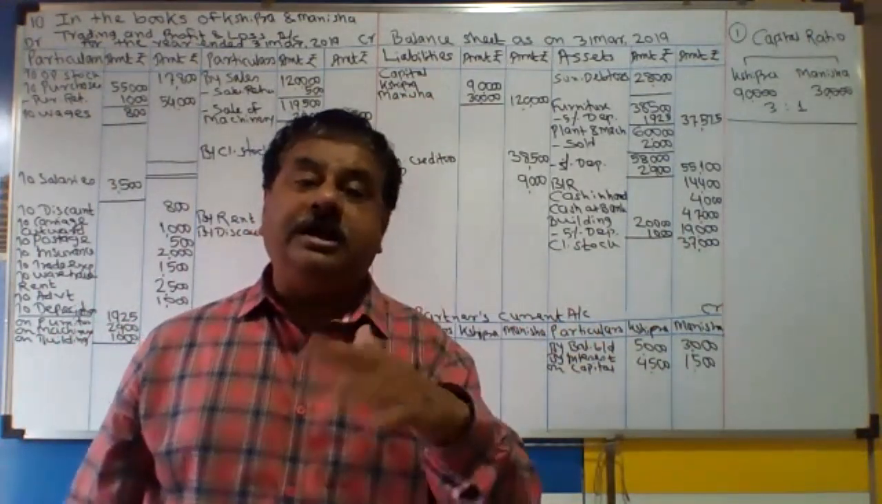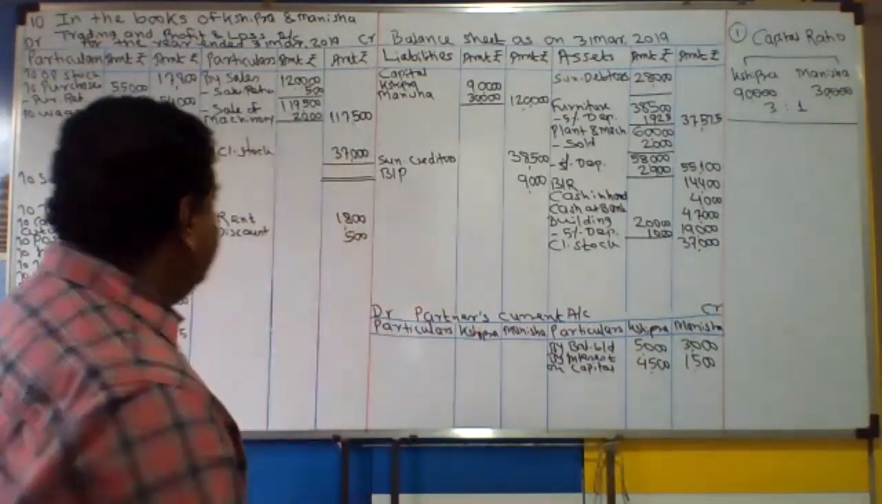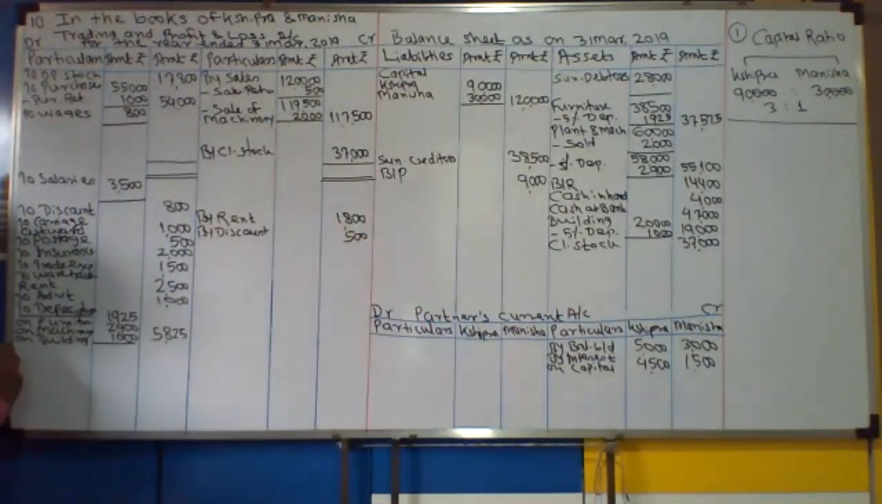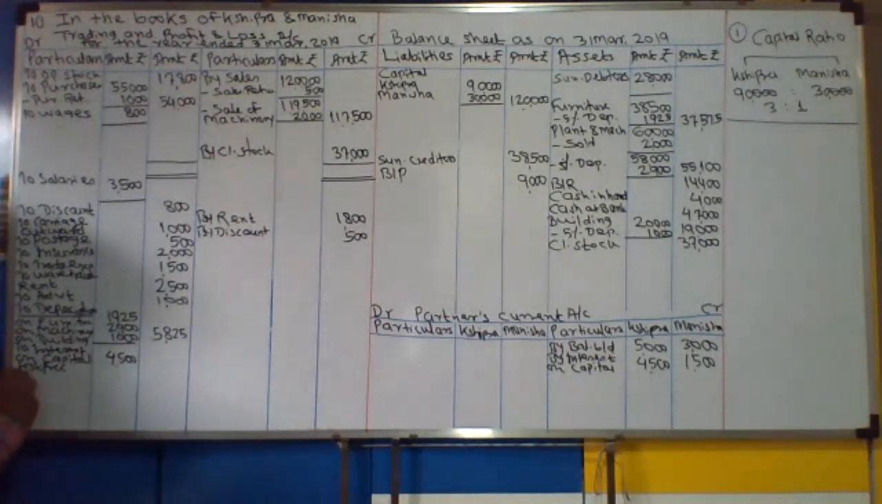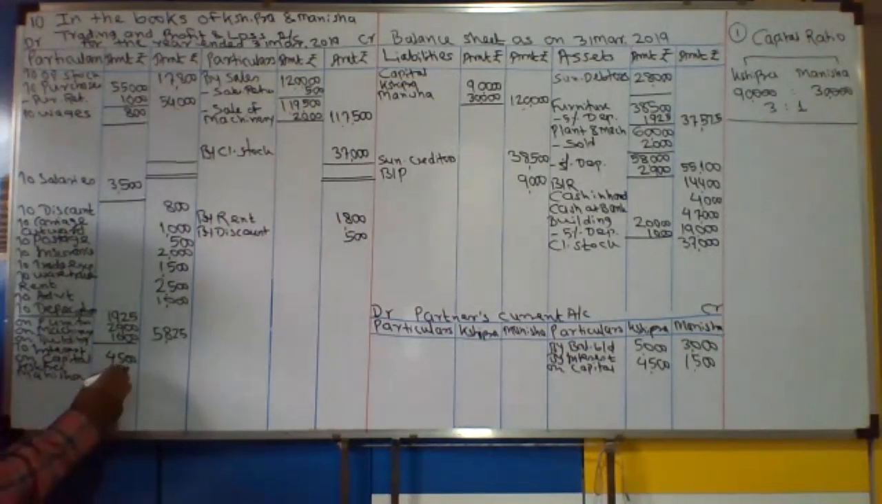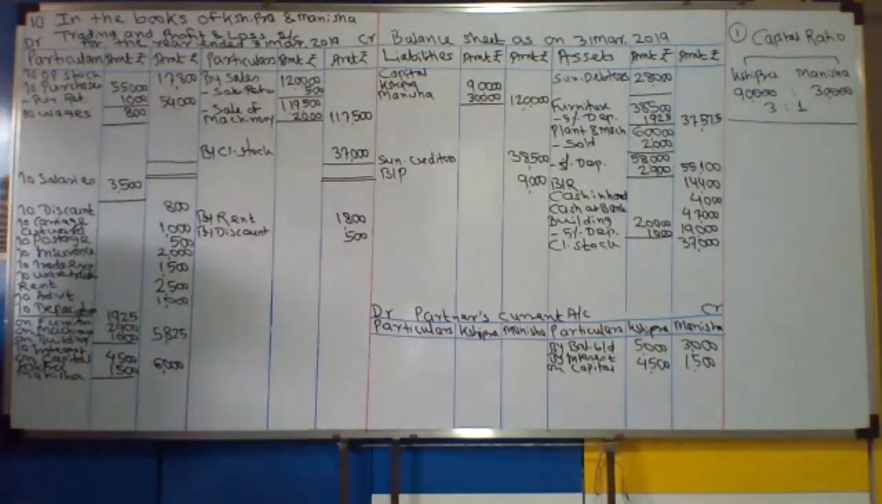मतलब कैलकुलेट करो कैपिटल अमाउंट के ऊपर, लेकिन लिखो कहाँ पे? करंट अकाउंट के क्रेडिट में. And profit and loss account debit, profit and loss account debit to interest on capital, to interest on capital for this Shipra 4,500 and Manisha 1,500. Total interest is 6,000 rupees.